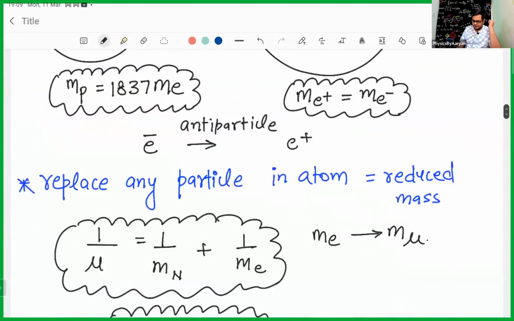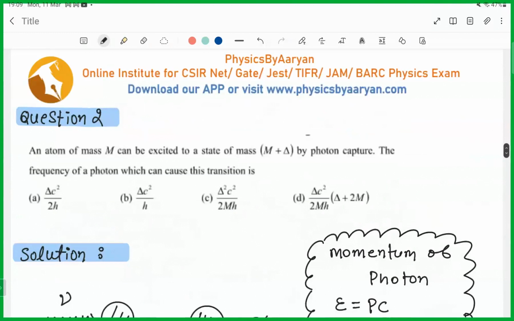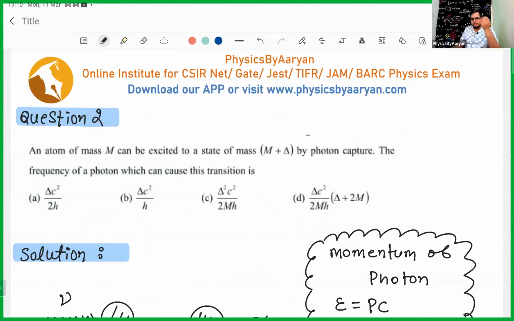Any questions? Sir, I had one important question. Sir, what is the physical significance of the fine structure constant, that alpha value? Yeah, we will come to that. The next topic will be corrections in hydrogen atom spectra, so fine structure we will do at that time. Okay, now let's move on to the second question.